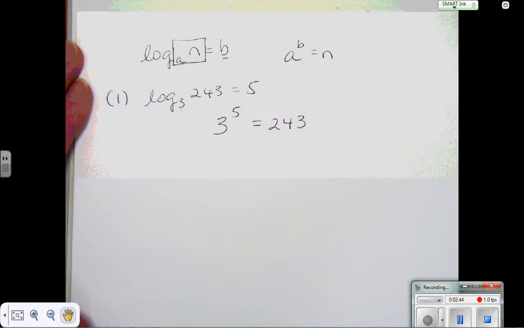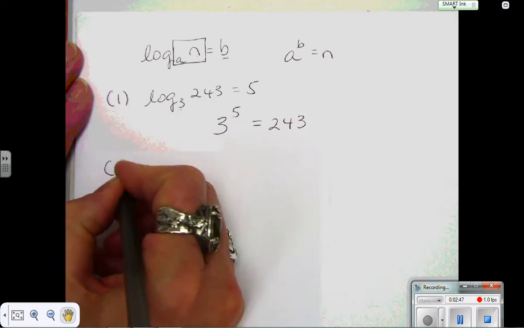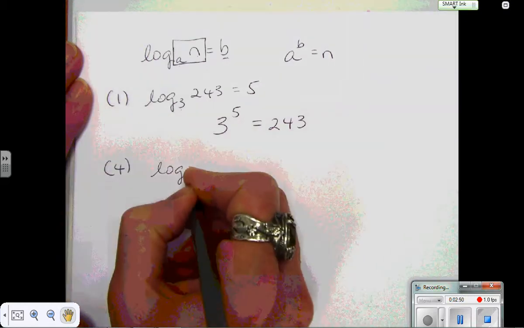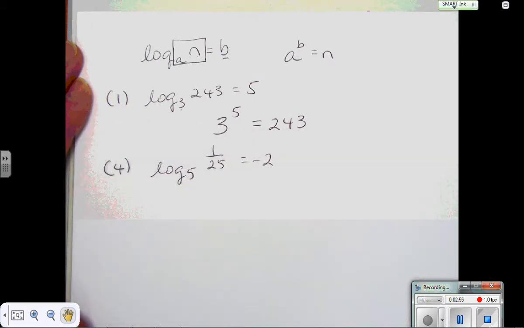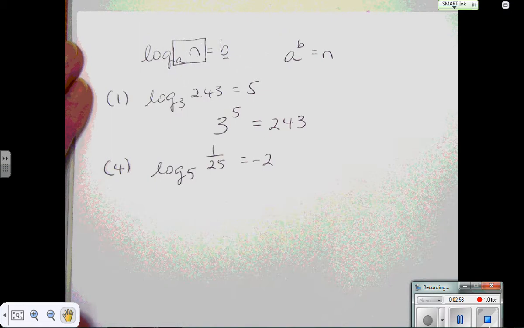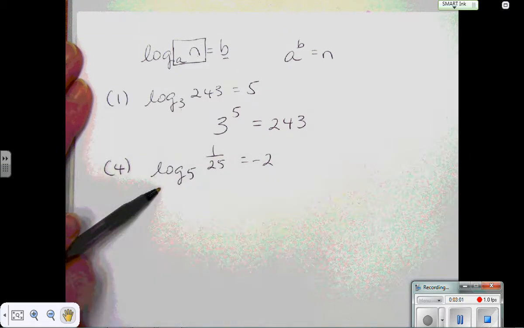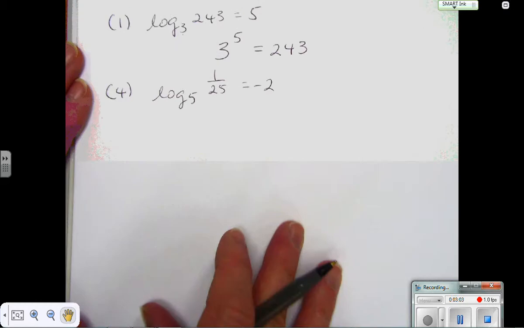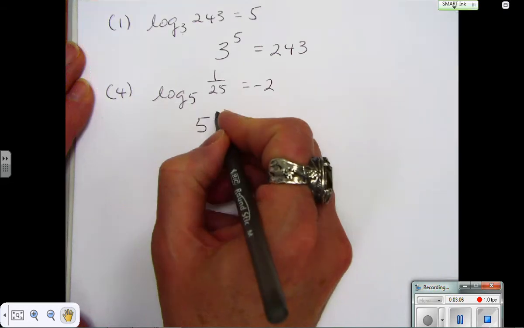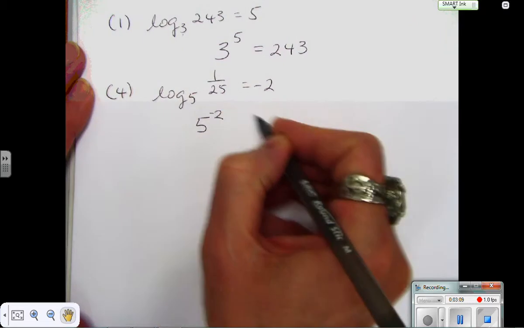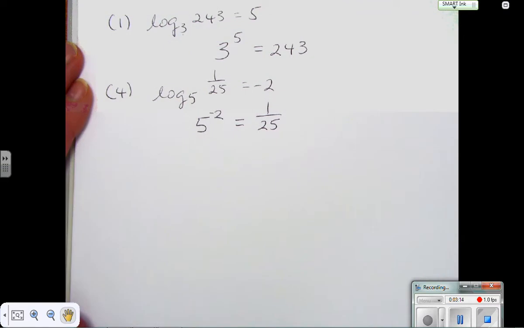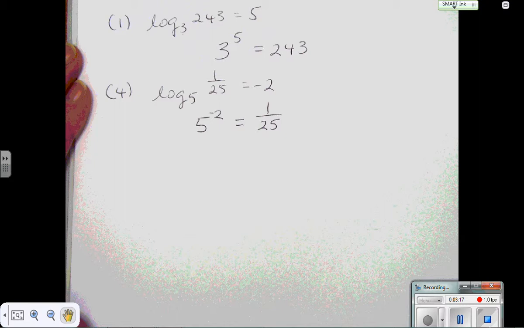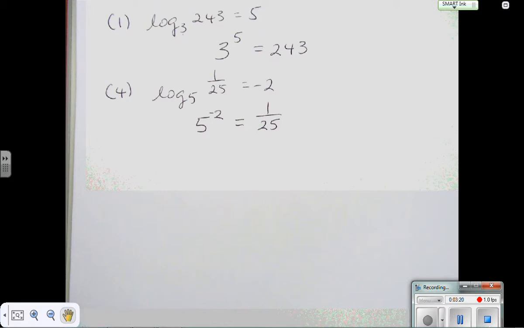So let's do another one. Let's do number 4. Log base 5 of 1 over 25 equals negative 2. To write that in exponential form, this is in log form right now, I have the base, which is 5, the exponent, which is negative 2, and it equals 1 over 25. Any questions? You guys see another one from 1 to 5 that you want to look at that we haven't done? Everybody got it pretty good?